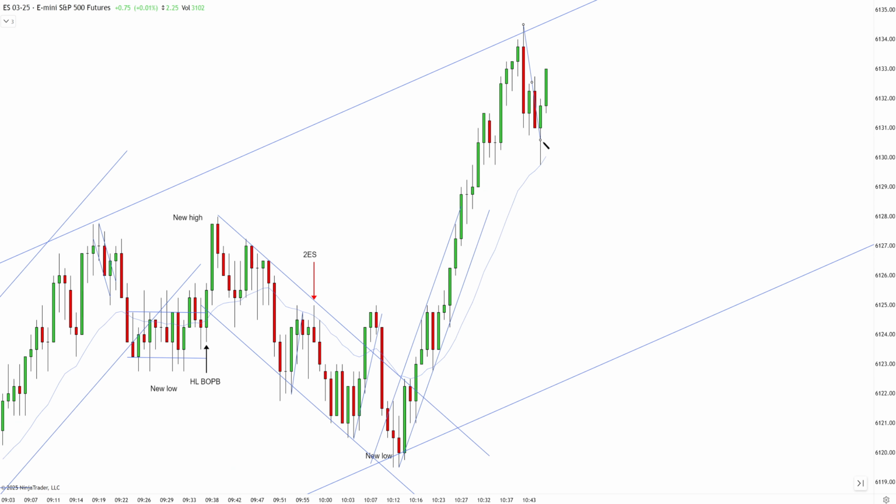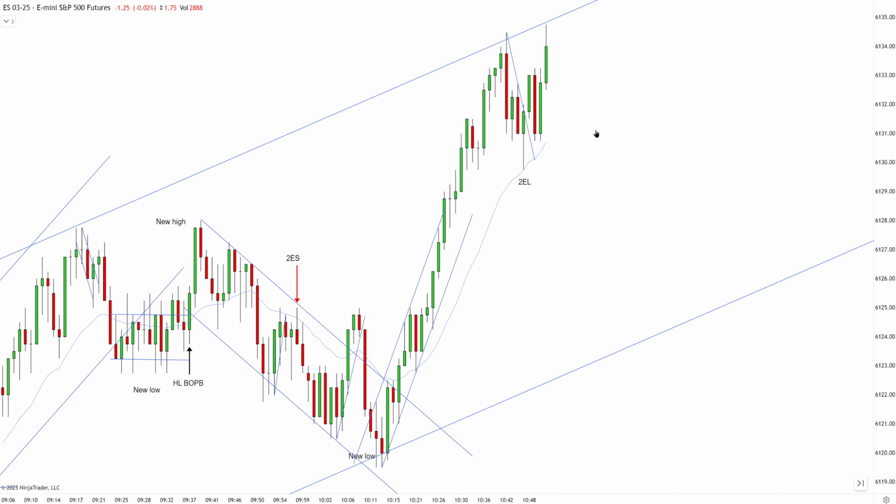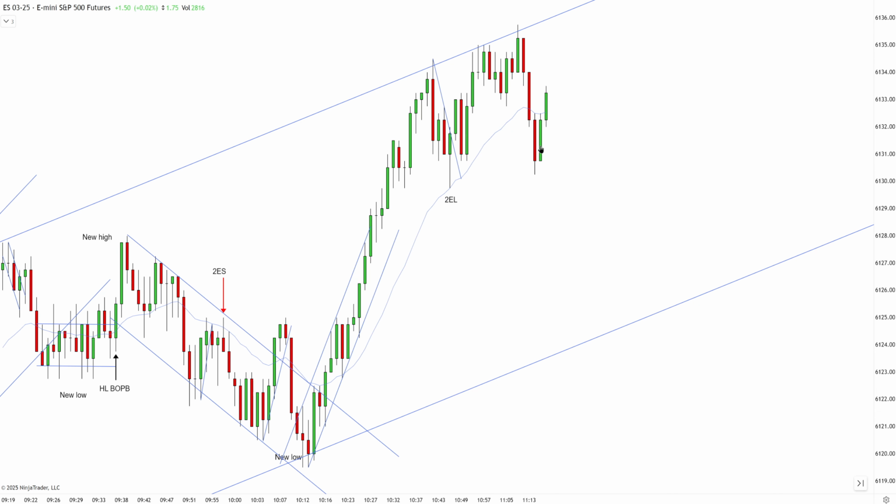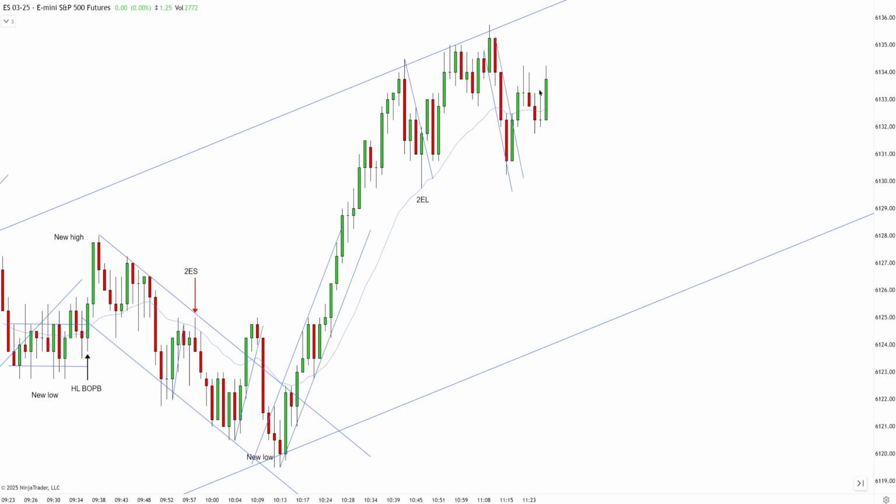We have a second entry long, but the body is so far from the EMA. Can't really take it. We're bouncing up the trend channel line. You can see the gap between the body and the EMA. This is not what we want. The high-low is not at the EMA. We're going sideways. Trend channel line is holding. Okay. Break below. Can I go long above this bar? There is no setup here, no nothing.